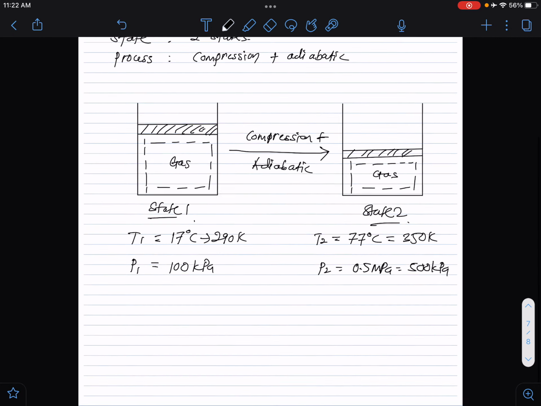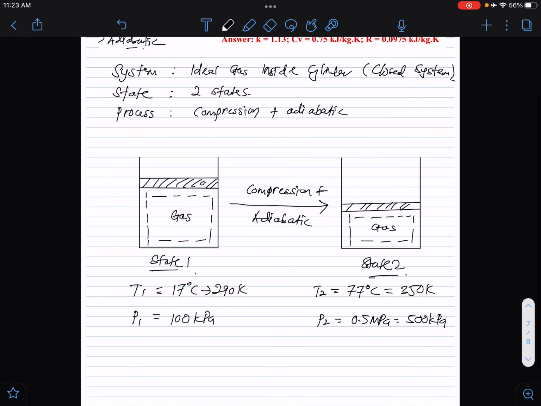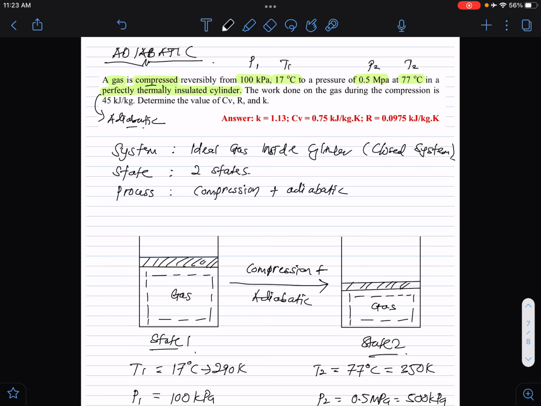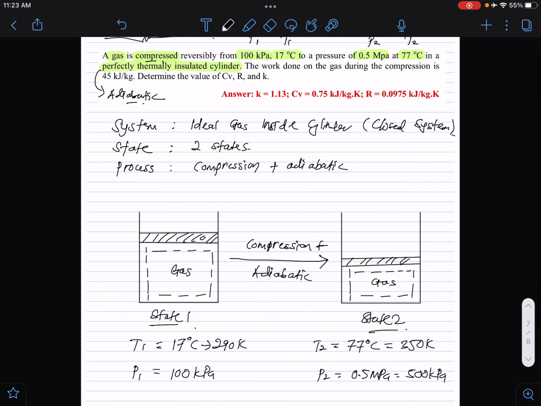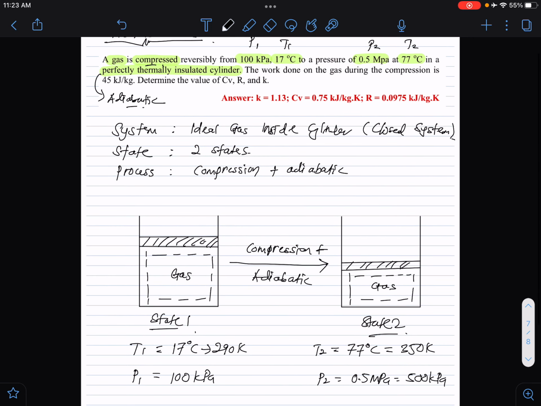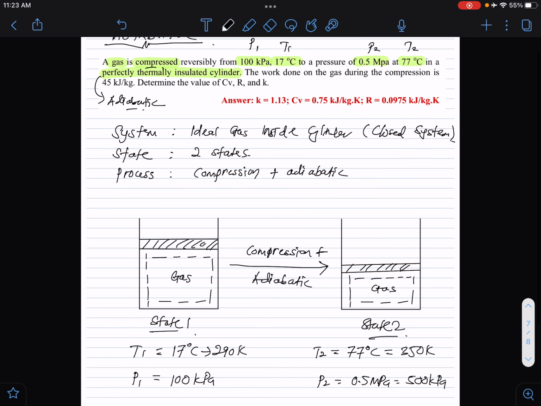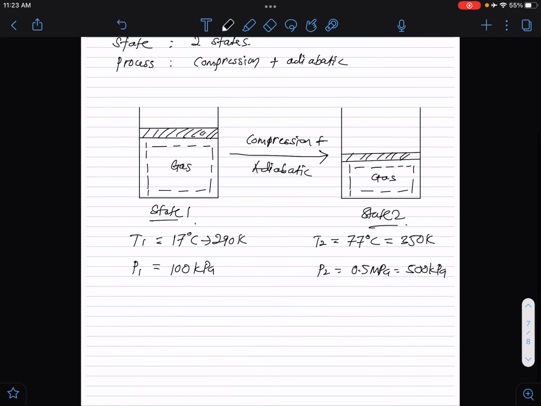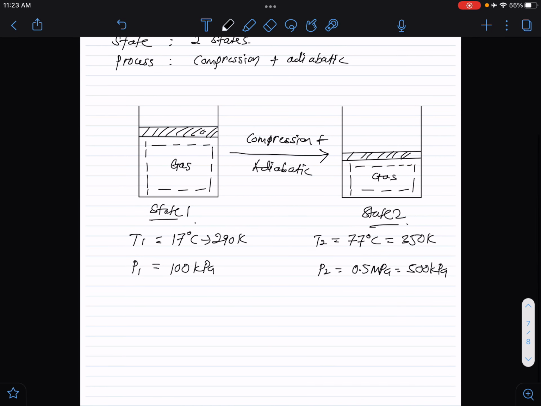So next, we have put all of the five steps: system, state, process, illustrate the diagram, and also list out the properties. The next is to analyze the question and then answer it: determine the value of CV, R, and also K. So here basically this is an adiabatic process and also a compression. It asks you to find the value of K, R, and also CV. In order to solve this problem, it doesn't ask you to find the work or the heat that is usually asked before, right? It asks you to find the properties of the gas, since we do not know the name of this gas.